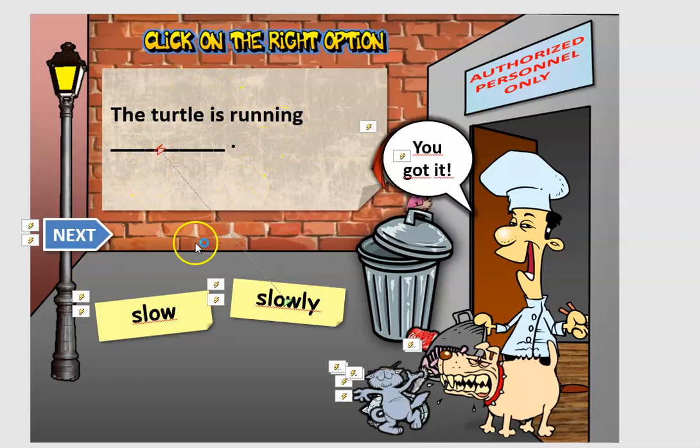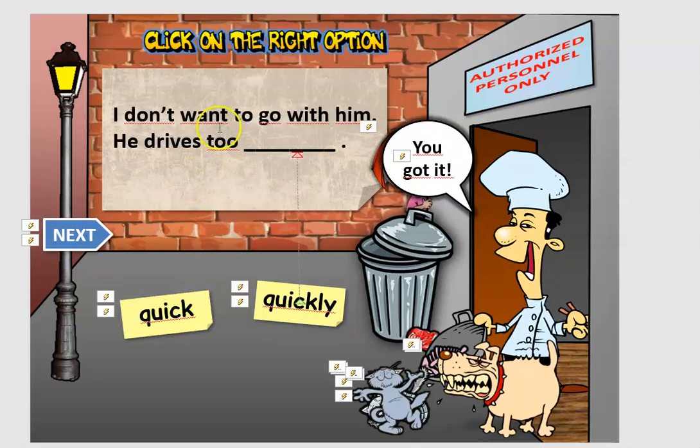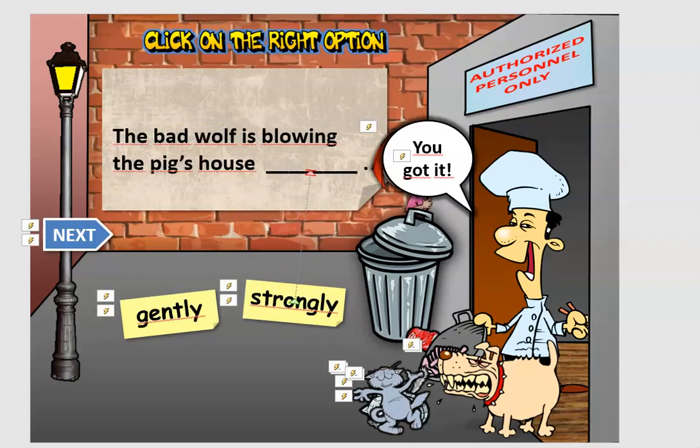Now let us go to the next one. The turtle is running, and how is the turtle running? Slowly. See the arrow I have put from slowly to the blank. Okay, let us go to the next one. My friend is a dash rabbit. So it's a quick rabbit. Can you see the arrow here? It's a quick rabbit. I don't want to go with him. He drives too quickly. It's the arrow from quickly to the blank.